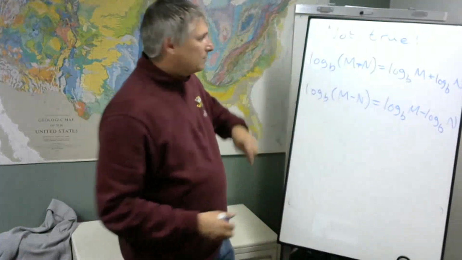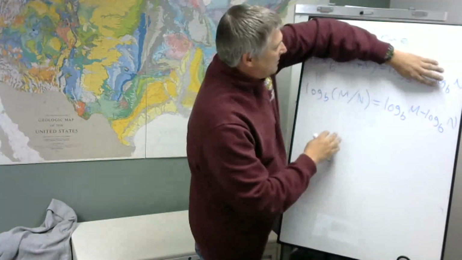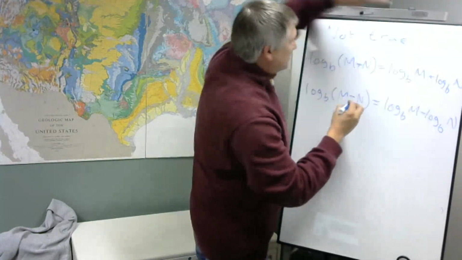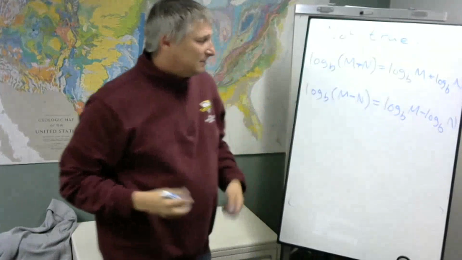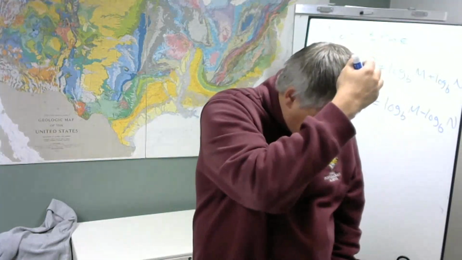This is not true. Now, if we had a division, then this would be fine. But since we have a subtraction, it's part of the not true group. We don't have a rule for the logarithm of a difference. So you want to be careful of those things.